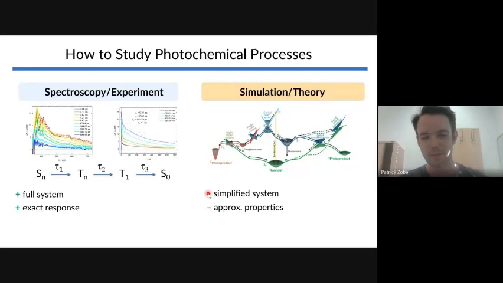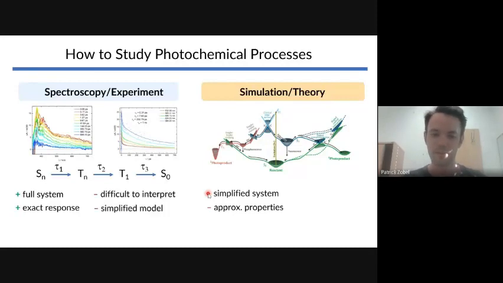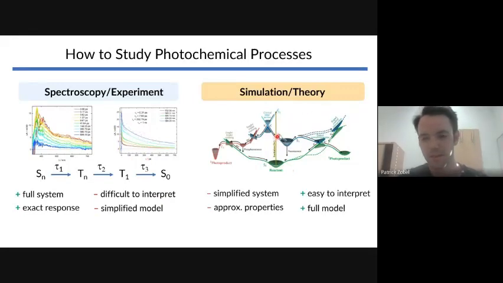But the disadvantage of a spectroscopic experiment is that it is usually very difficult to interpret, so you just get some response of a system, and then you are usually only able to find out some simplified model of the processes that really happen. While if you do a simulation of theory, you see exactly what your model does, it's very easy to interpret, and you always get the full model. So we have to try to get both fields working more together to solve the important problems that we face.